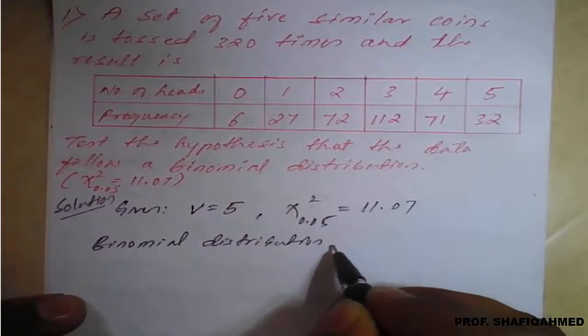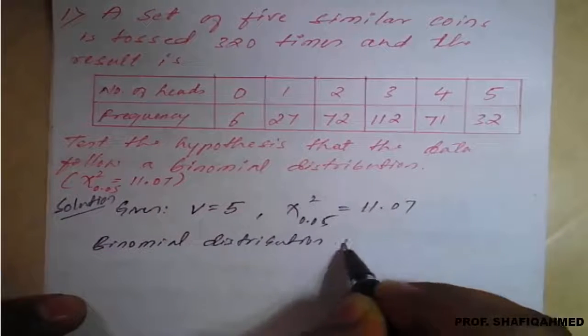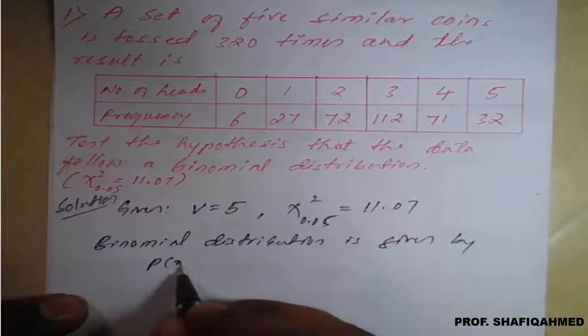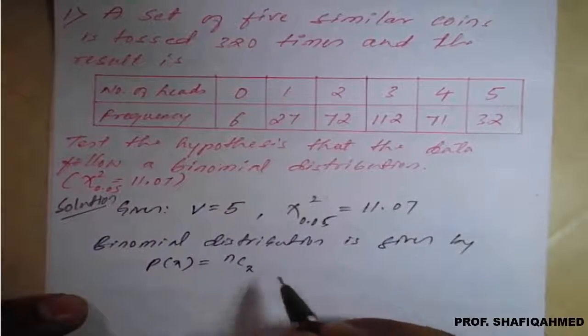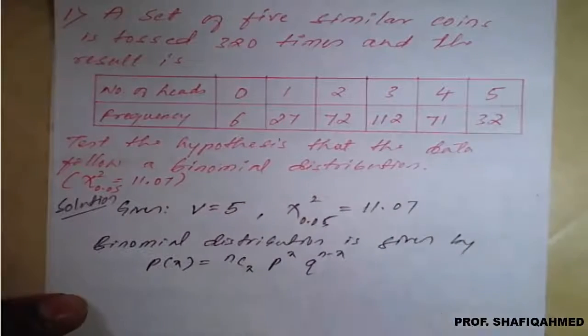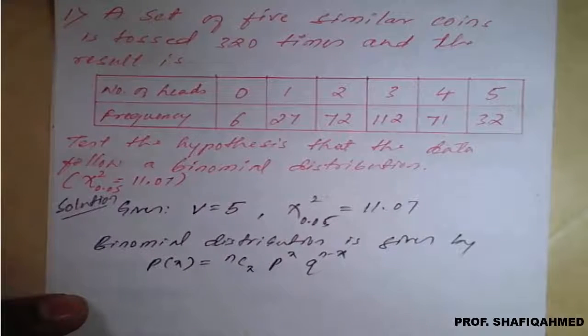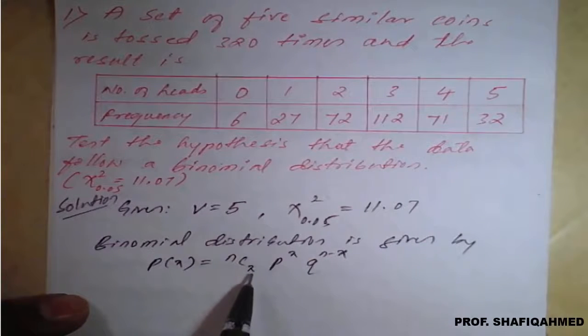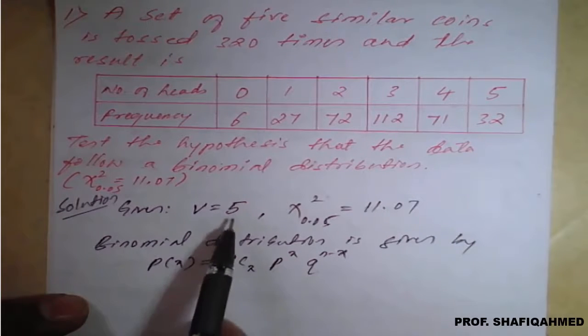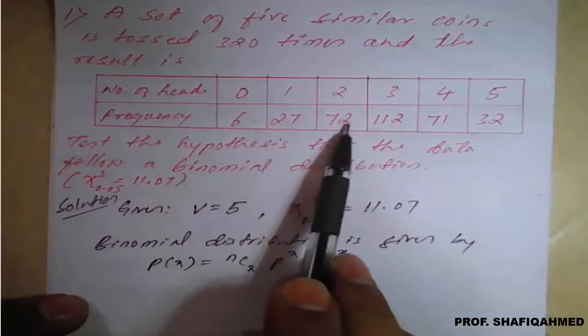Now, we know that binomial distribution is given by P of x is equal to nCx p raised to x q raised to n minus x. So to execute this binomial distribution, we need n value, x value, p value, q value. But here remember, in chi-square, the value of n from the binomial distribution we have to consider 5. Okay, so n value will be 5. Don't count 1 2 3 4 5 6.